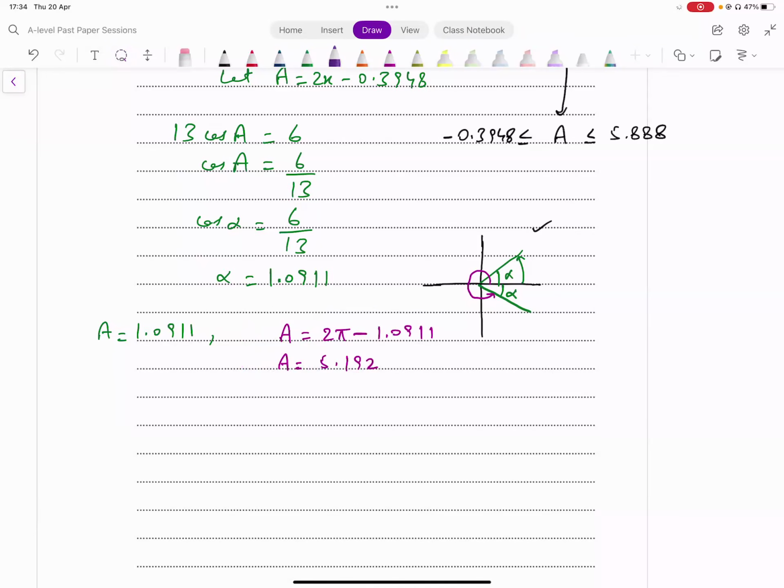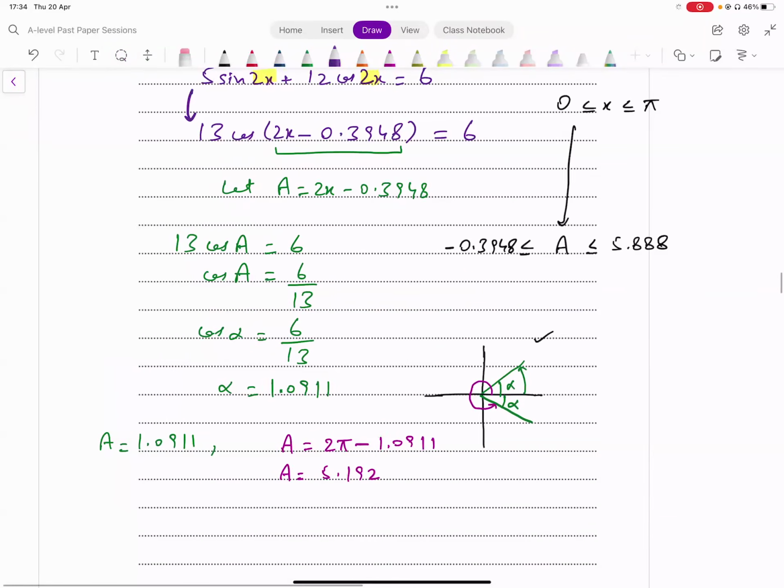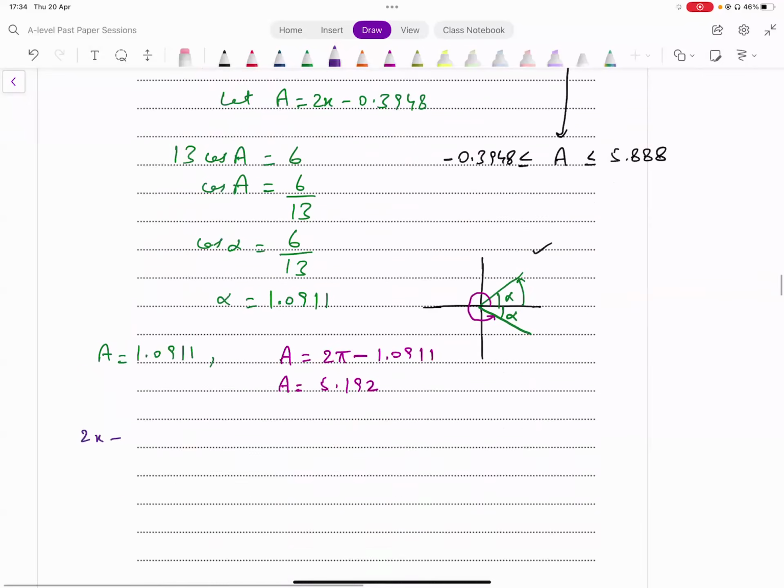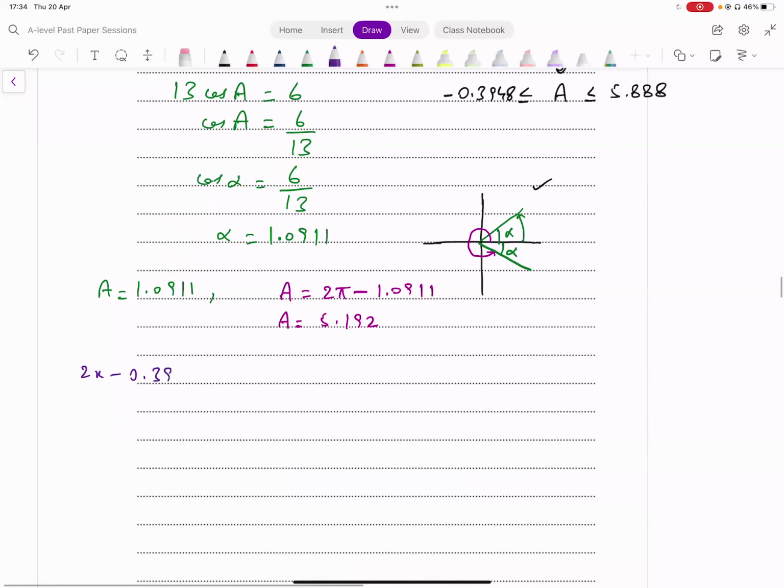The substitution that we did above, put it back in and see what that gives us. 2x minus 0.3948. This is what a was. So put that back in place of a. This should equal 1.0911. From here you will get a value of x. How would you calculate that? 1.0911 plus 0.3948, divide that by 2 and that gives you 0.7429. So that's 0.743. This is one value of x that we're getting from this.